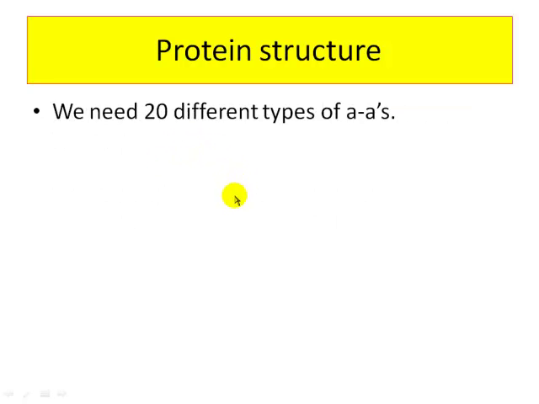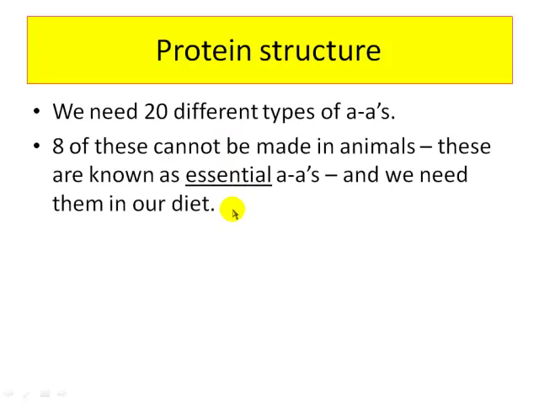Now we as humans need 20 different types of amino acids. Now of these, 8 cannot be made in animals. They can't make them. These are known as essential amino acids, and we need them in our diet.